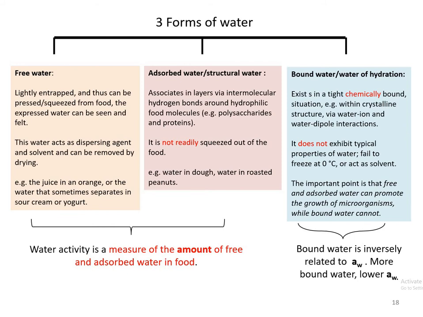The third type of water is called bound water. This is rarely discussed because we cannot really see the importance in food, because it is bound. Meaning it doesn't really display any properties of water, and it will not freeze at 0 degrees C, and it cannot act as solvent, so it doesn't do anything. It also cannot support the growth of microorganisms. Free water and adsorbed water can support and promote the growth of microbes, but bound water cannot. So bound water is inversely related to AW. More bound water, the lower the AW.